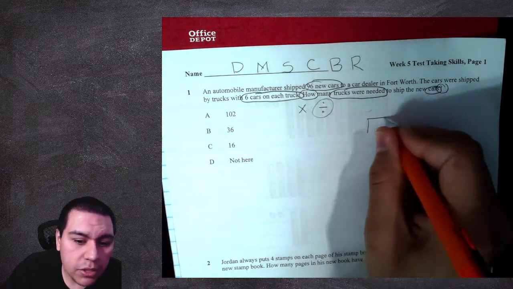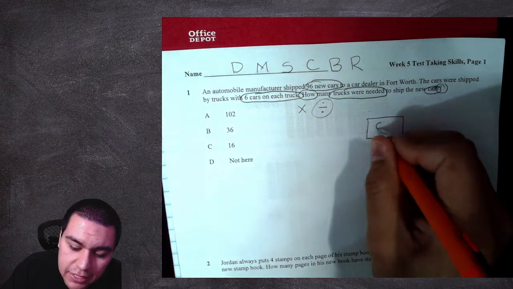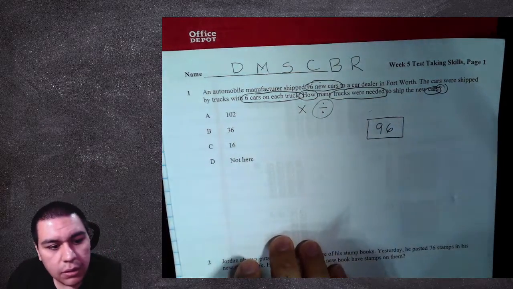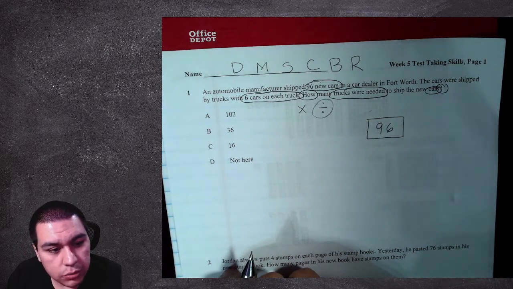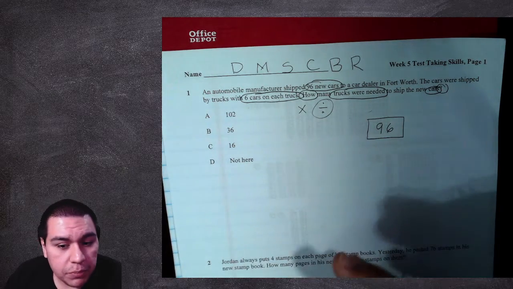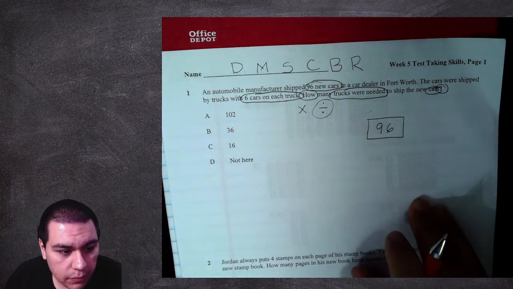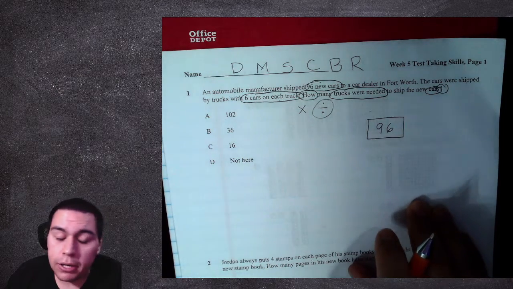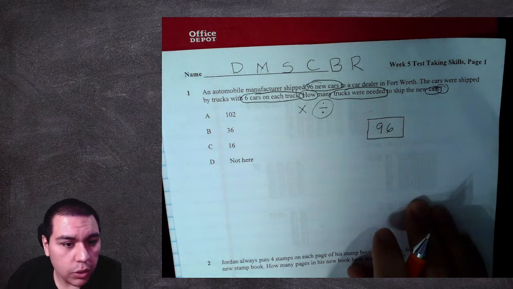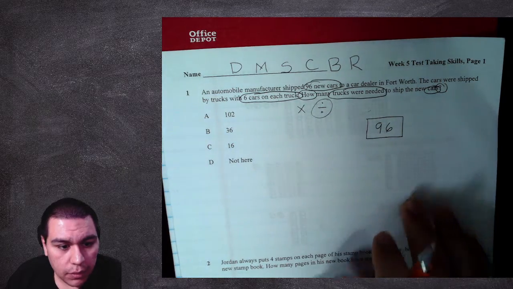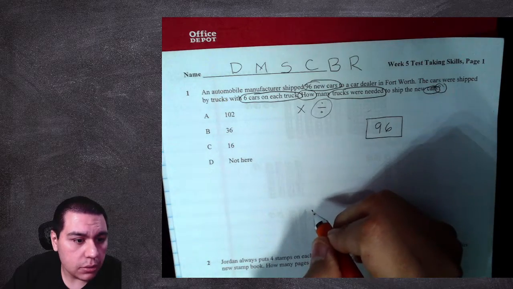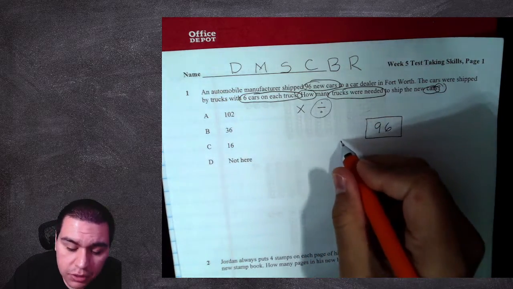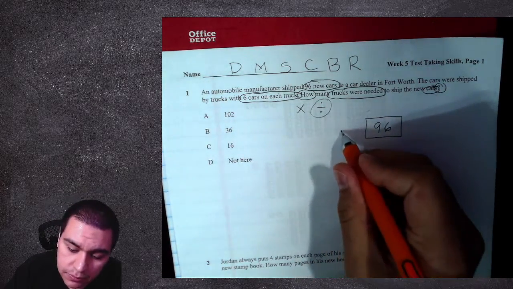So they have a bunch of cars. They have 96 of them. And they're trying to take them somewhere new, to a car dealer. They can be sold. They have to put them on trucks to take them over, but the trucks can't carry all of the cars just in one truck. One truck can only carry 6 cars. So we're going to have to put them in groups of 6.